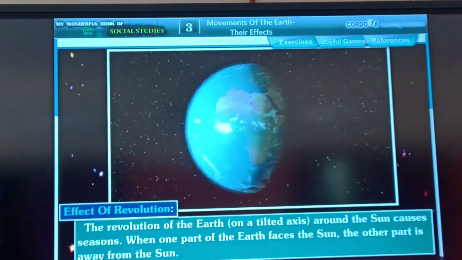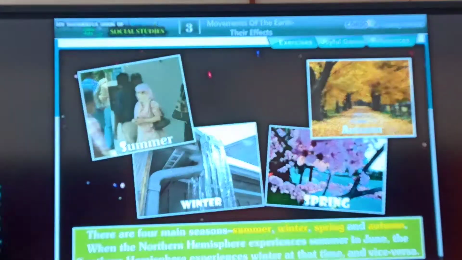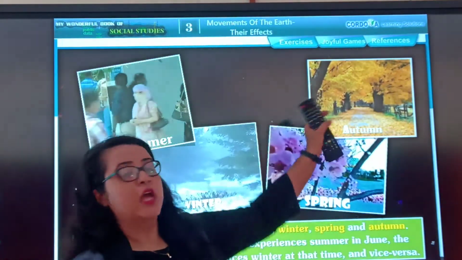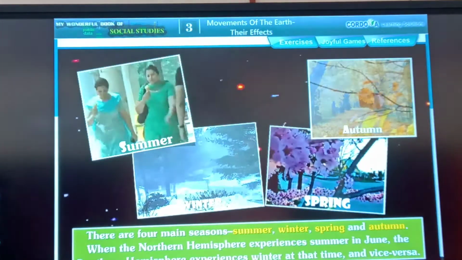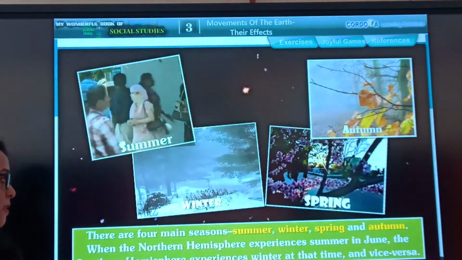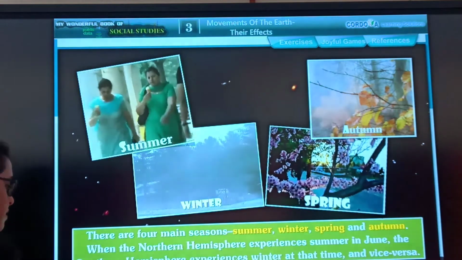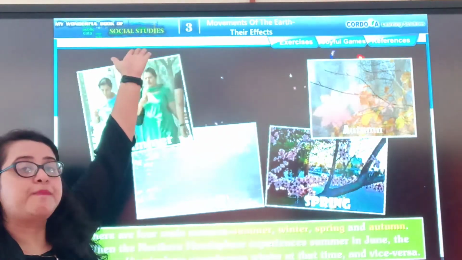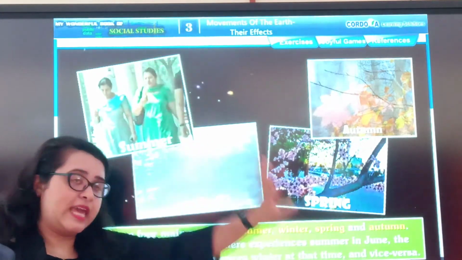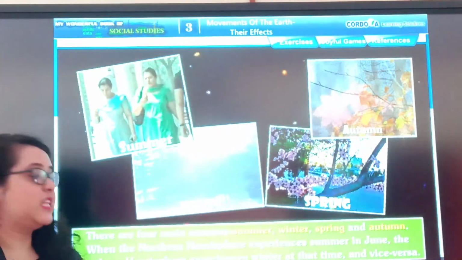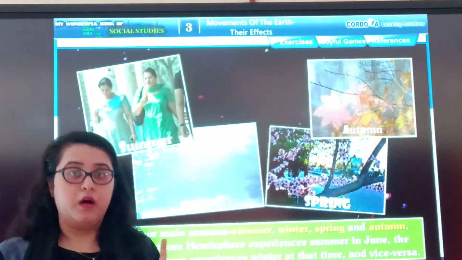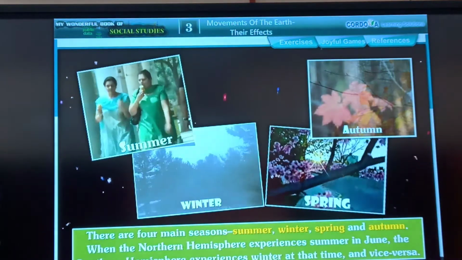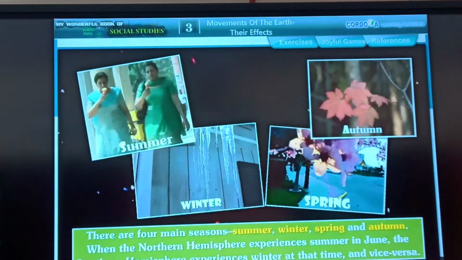Other part experiences winter. There are 4 main seasons: summer, winter, spring, and autumn. When the northern hemisphere experiences summer in June, the southern hemisphere experiences winter. See, northern hemisphere that means upper part. जब upper part में summer में June होगा, at the same time southern hemisphere means नीचे के part में वहाँ पर winter होगा. Okay? Experiences winter at that time, and vice versa.